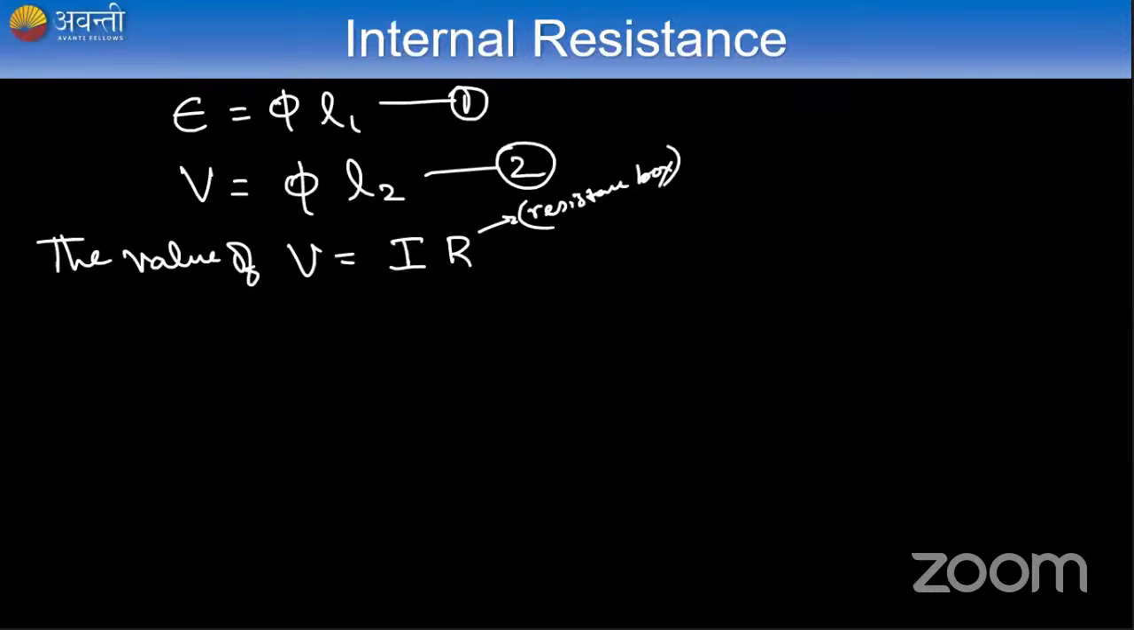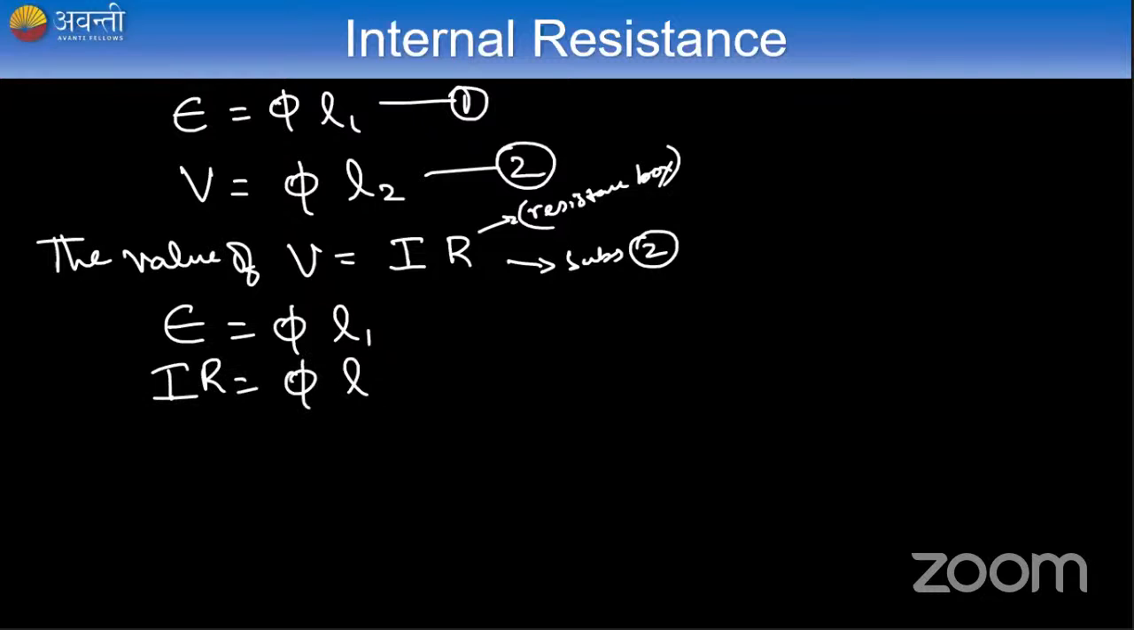So since current is 0, now dividing, we'll rewrite this equation as epsilon is equal to 5 times L1. Then instead of V, I'm going to substitute, and I'll get IR is equal to 5 times L2. So guys, these steps are very, very important. Please listen. Now, to find the internal resistance, please listen very carefully.